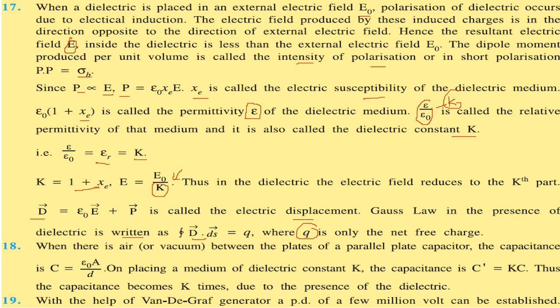When there is air or vacuum between the plates of a parallel plate capacitor, the capacitance is C equal to epsilon naught A by d. Now on placing a medium of dielectric constant, say K, the capacitance C dash will be simply the multiplication of K with C. So the capacitance becomes K times due to the presence of a dielectric.